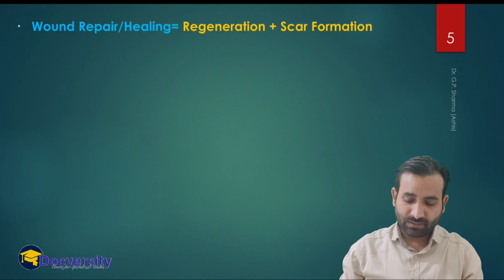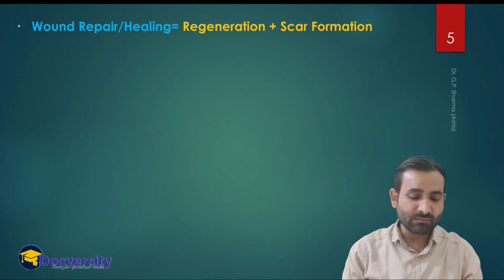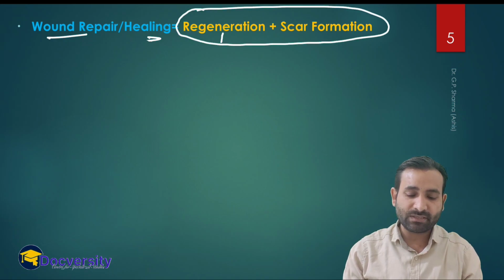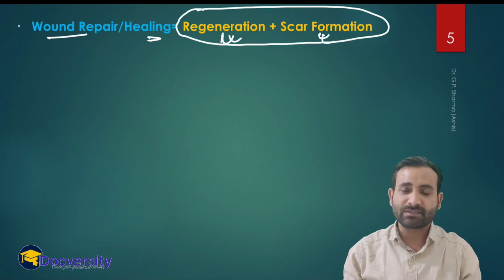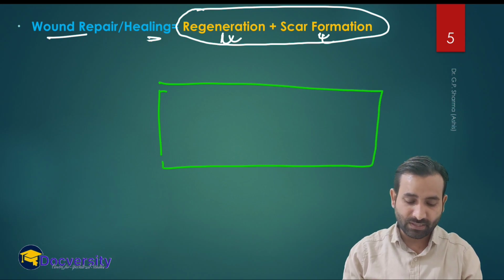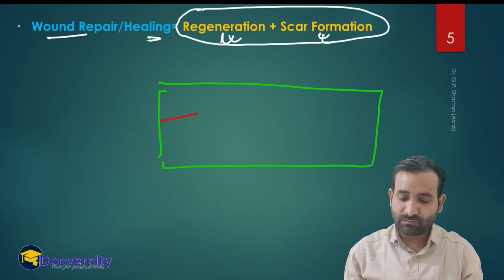Let's go over here. The steps. Wound repair or wound healing has 2 stages. Look at here. One is the regeneration. Another one is the scar formation. Is that okay? What are those? The regeneration and then the scar formation. Let's make one picture over here and understand by that picture. In this picture, I'll make one wound.